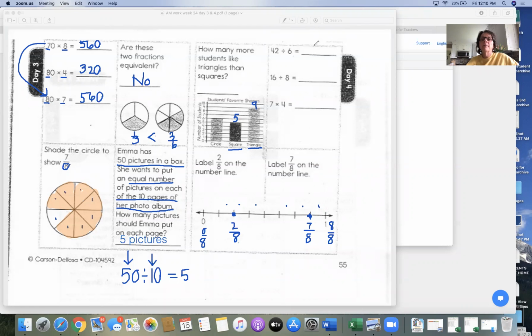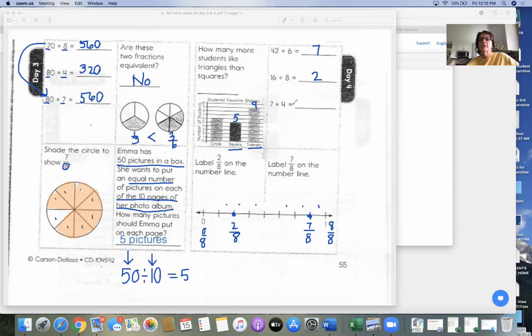Now, also remember, Mrs. Reed had that poster up in her room for months, 6 times 7 equals 42, to kind of lock it in your memory. It's supposed to be one of the hardest facts to memorize. I'm not sure about that, but hopefully you all have it memorized now. Next fact, 16 divided by 8 equals. I'm pretty good with my doubles, so I know that's 2. Because I know 2 times 8 is 16. I also can skip count by 8 until I get to 16. 8, 16. There's my answer.